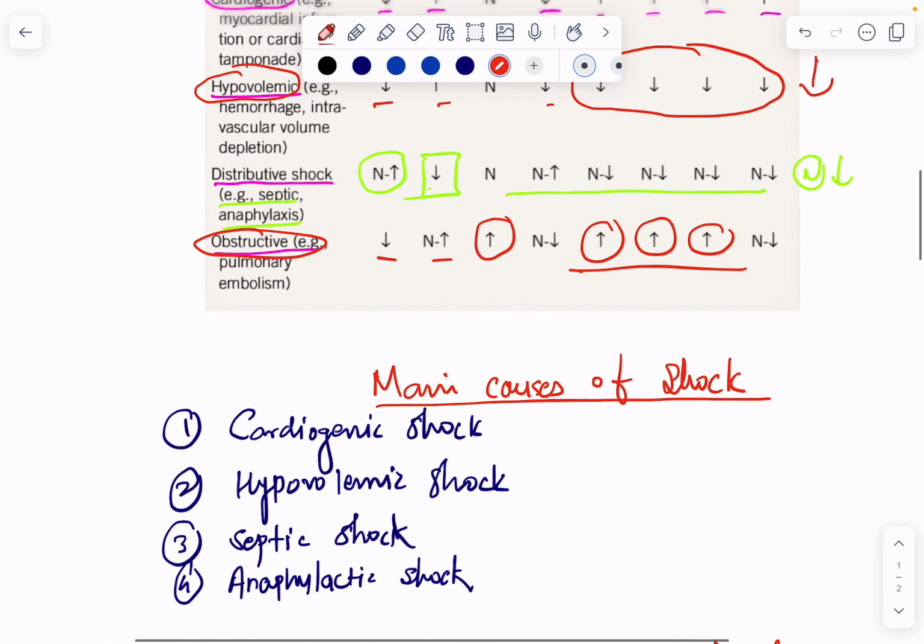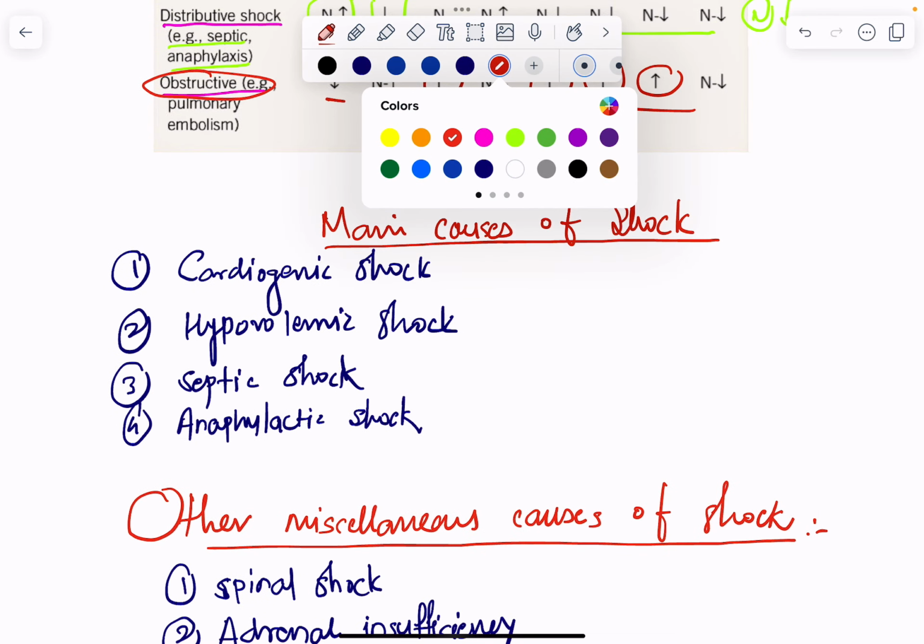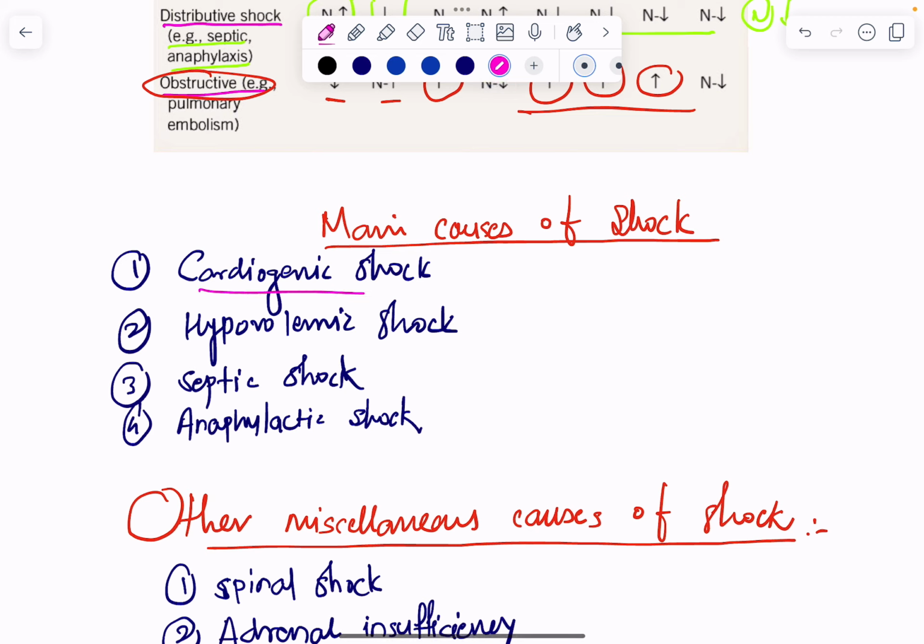Now we have already seen the different types of shock. Cardiogenic shock: there is decreased ejection fraction because of any reason, myocarditis, myocardial infarction, cardiomyopathy. So ejection fraction is decreased, the heart has failed, and it will end up in cardiogenic shock. Hypovolemia because of trauma, third space losses, dehydration, loose motions, nausea, vomiting, etc. Whenever there is decrease in blood volume, the patient may land in hypovolemic shock.